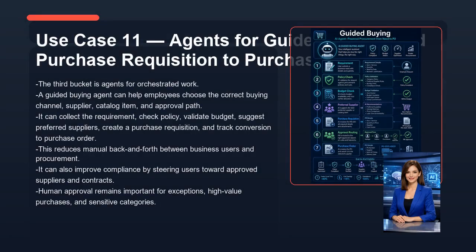Now let's look at use case 11, agents for guided buying and purchase requisition to purchase order. The third bucket is agents for orchestrated work. A guided buying agent can help employees choose the correct buying channel, supplier, catalog item, and approval path. It can collect the requirement, check policy, validate budget, suggest preferred suppliers, create a purchase requisition, and track conversion to purchase order. This reduces manual back and forth between business users and procurement.